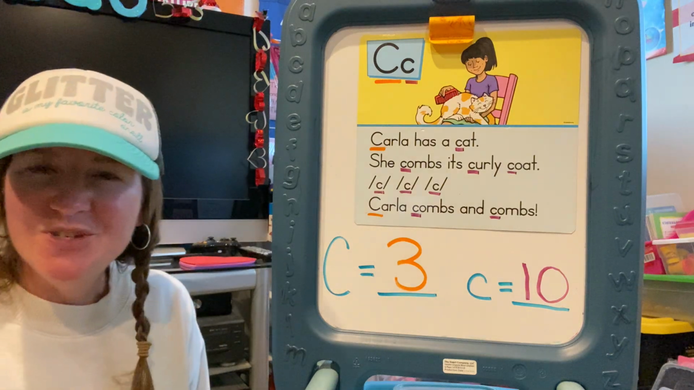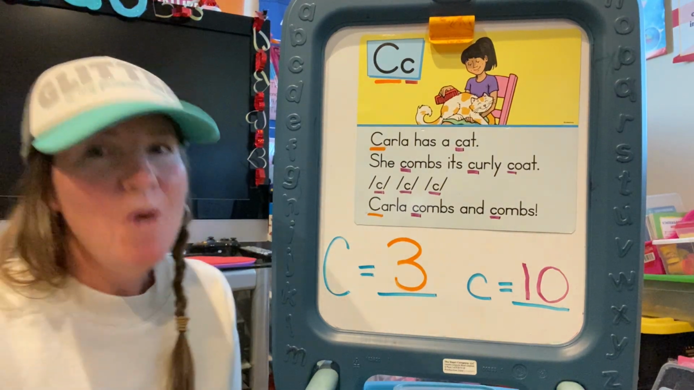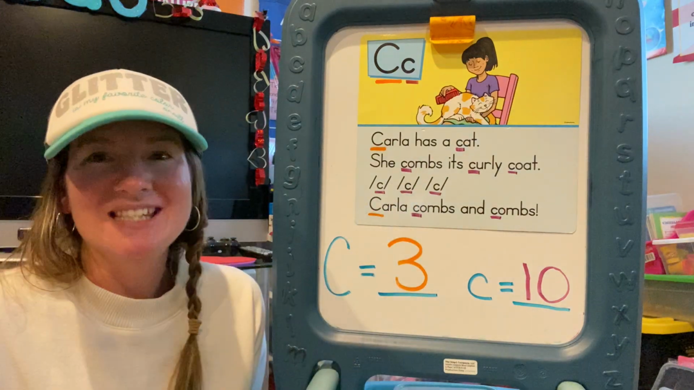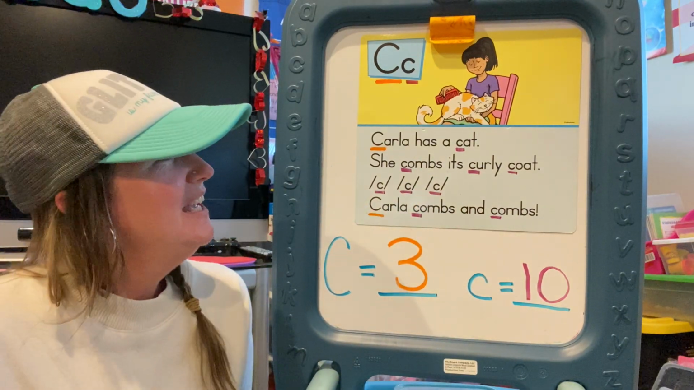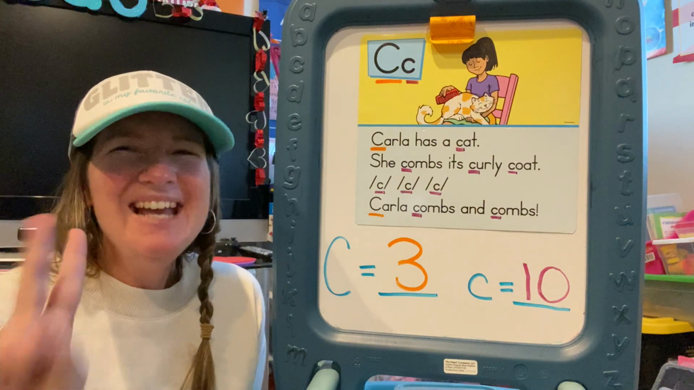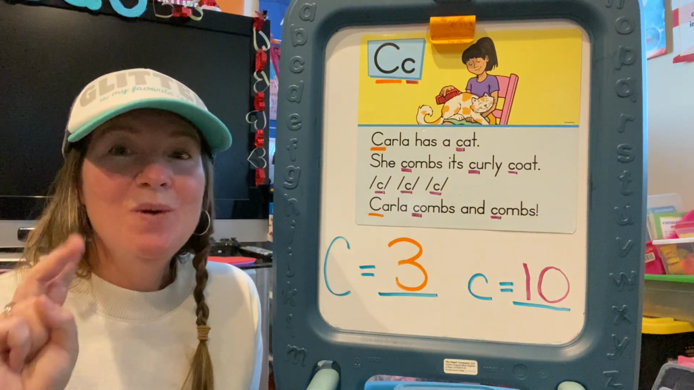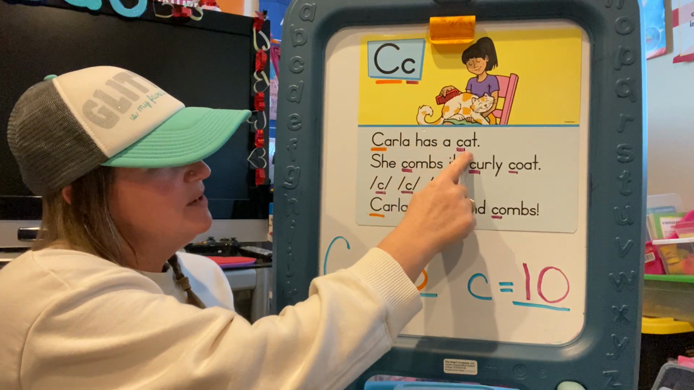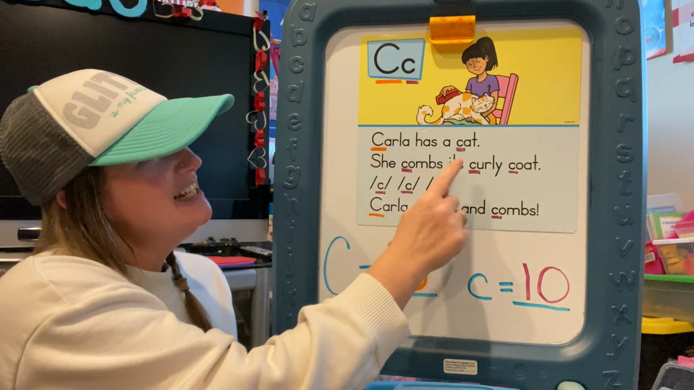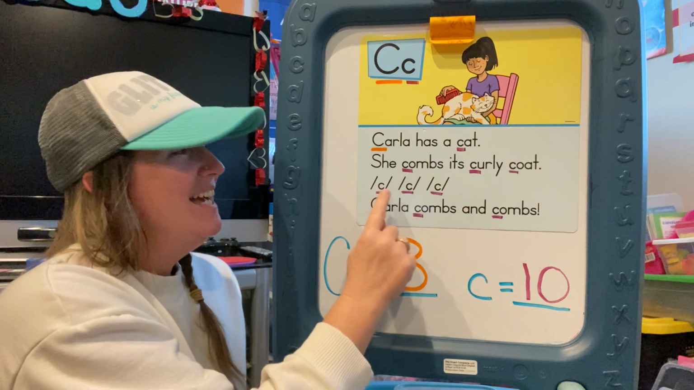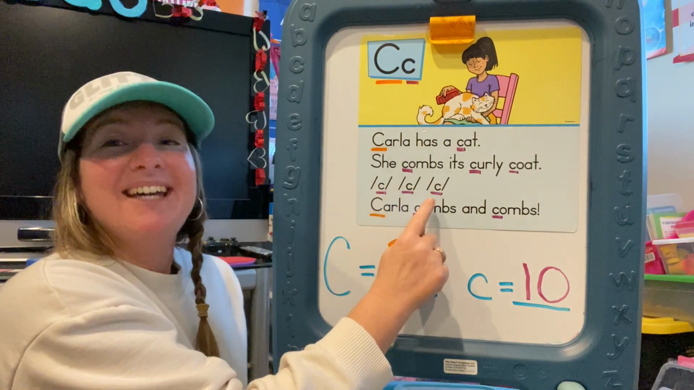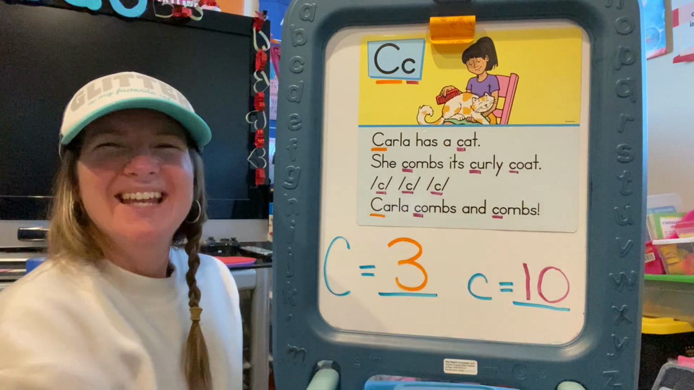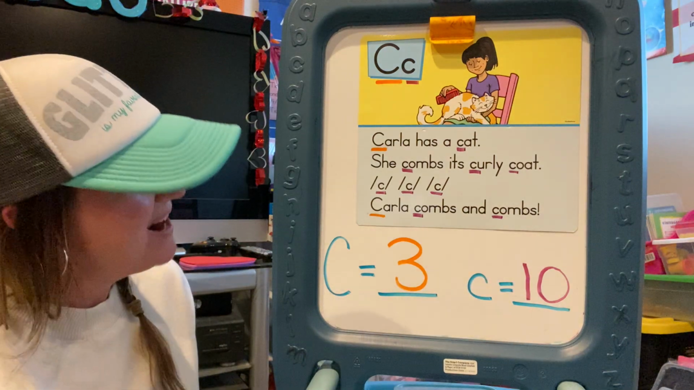Okay, great job. Let's say our poem one more time all together to practice all these words that start with the letter C. Here we go. A 1, a 2, a 1, 2, 3. Carla has a cat. She combs its curly coat. Carla combs and combs. Nice job, Panda Bears.